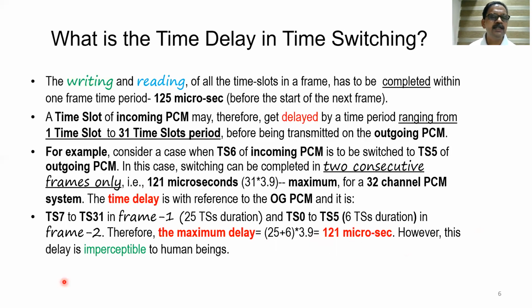However, this delay is imperceptible to human beings. So 121 microseconds, though it is the highest possible delay, as far as human beings are concerned, it is imperceptible. We cannot notice the delay. We cannot feel the delay of 121 microseconds. It is in microseconds, not even milliseconds. Okay, that is the maximum delay that can occur in time switching.